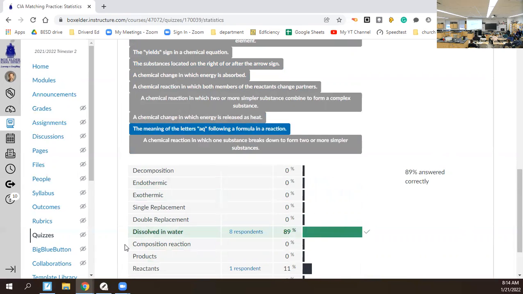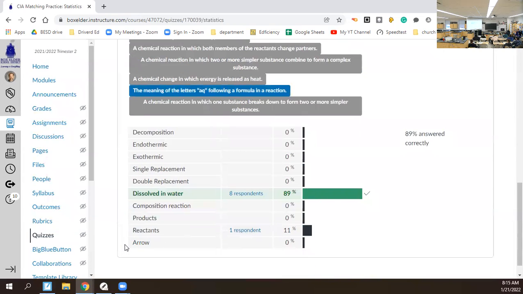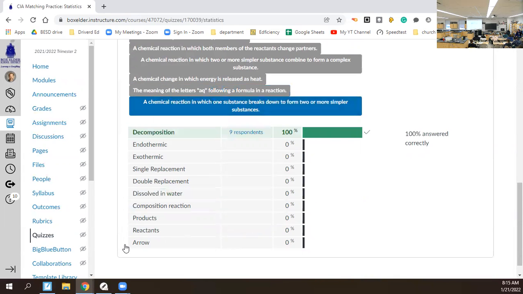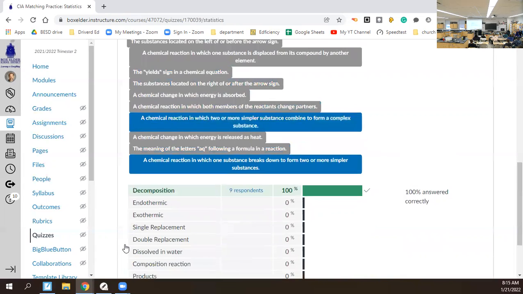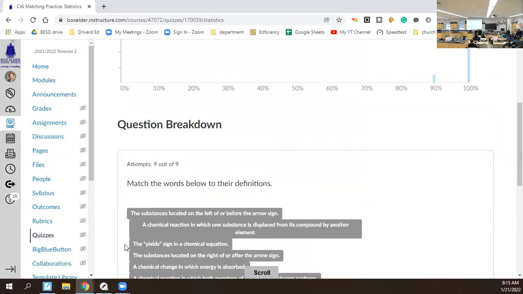There we go, finally. The meaning of AQ, that means dissolved in water. So the aqueous is like agua kind of, and that just means the substance is dissolved in water. Pretty awesome, because we've never really studied the vocab terms in this one. They're kind of reasonable, like we can reason through them, and we've used them enough. So I feel pretty good about that.